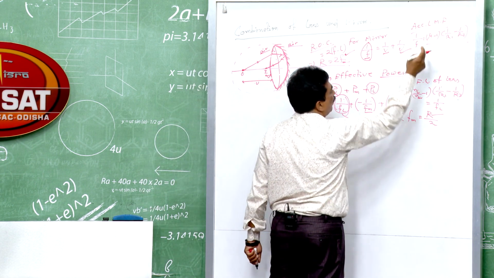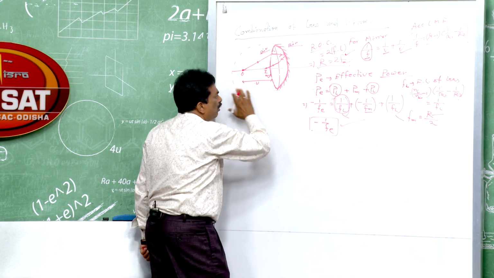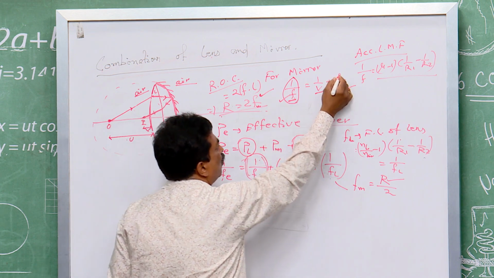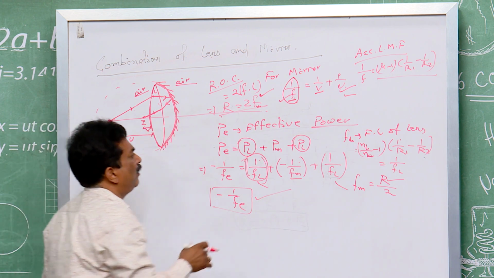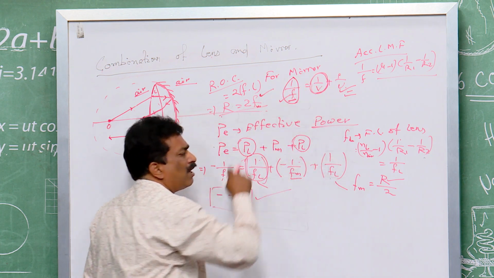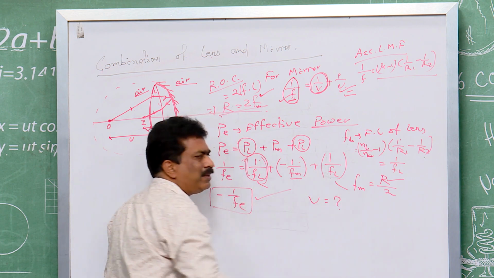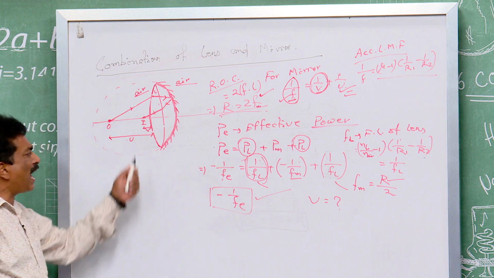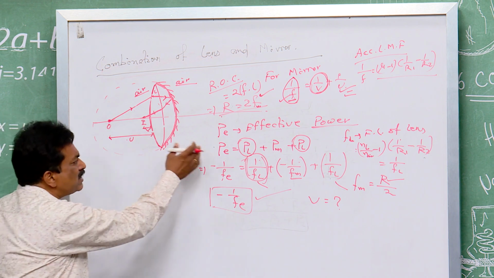But we know that 1 by F is equal to 1 by V plus 1 by U for this whole combination. So this 1 by FE value you can substitute here. 1 by U, the object distance which is provided, is also substituted here. So the only unknown is 1 by V, and you can easily find the value of V. So if a lens and a mirror are in combination, this is the process to calculate the image distance.